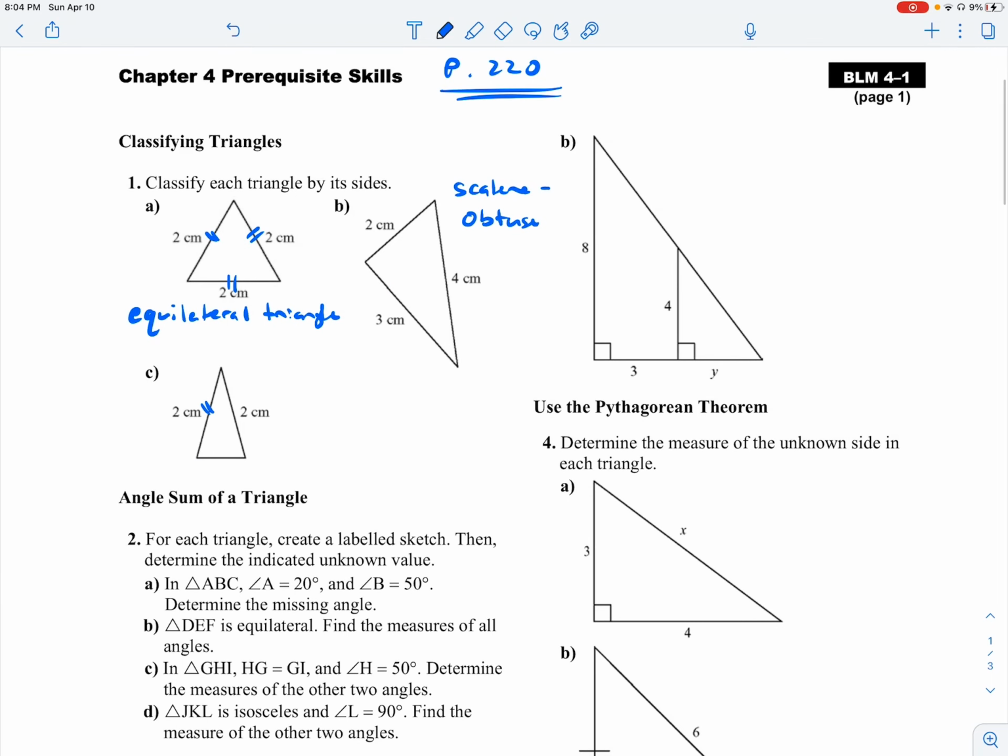All right, this last one here, C, those are equal side lengths. We call this an isosceles triangle. Sorry, let's spell this correctly. Isosceles triangle.